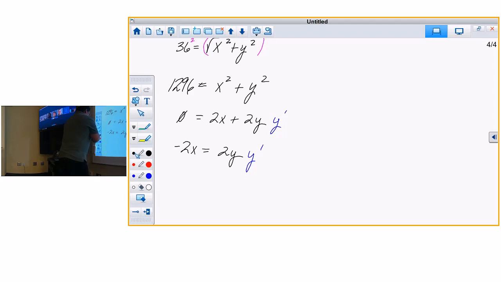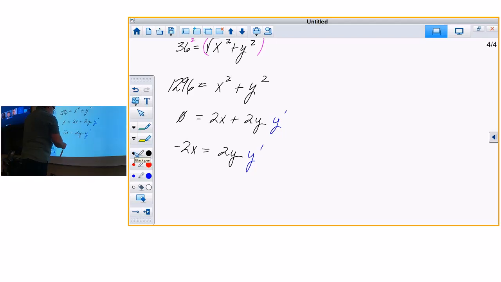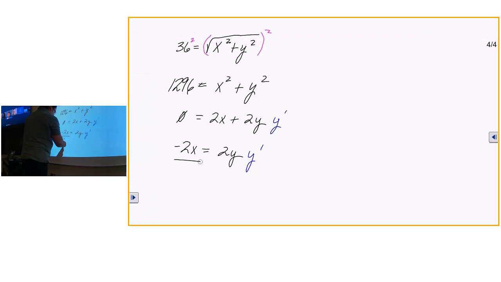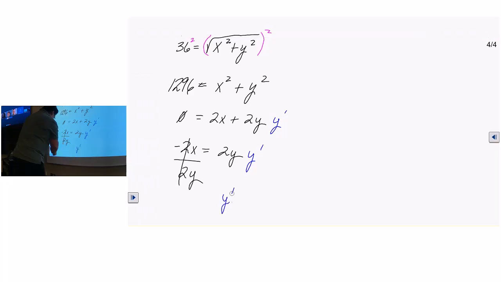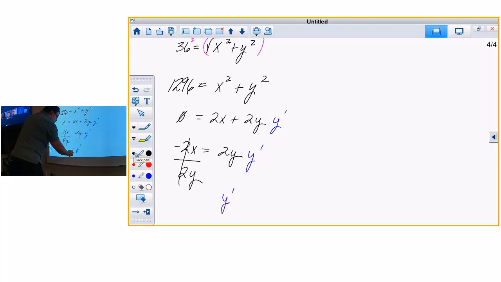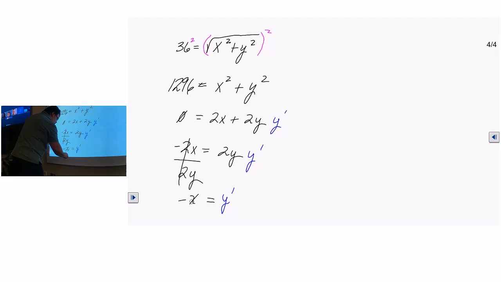So, anyway, along with finding the particle in space, but we won't talk about that. Divided by 2y, the 2's cancel, and y prime is equal to negative x over y.